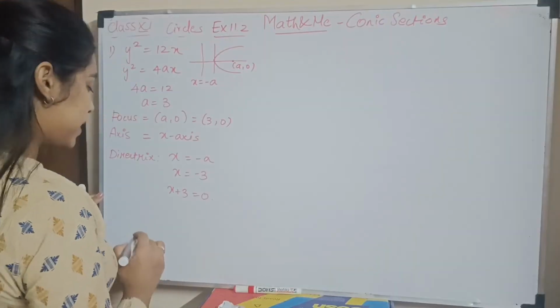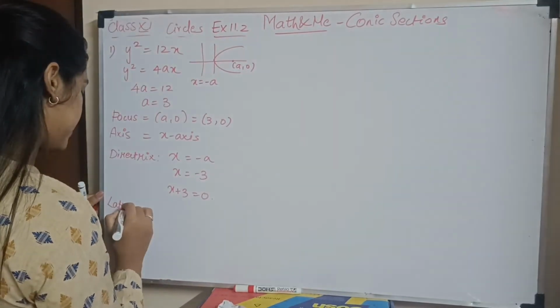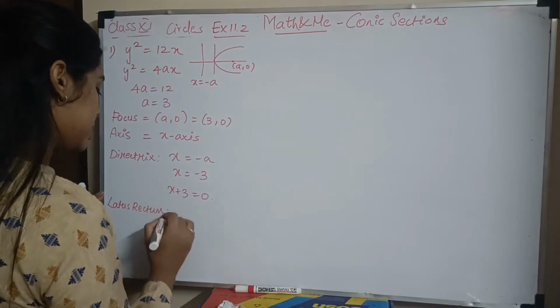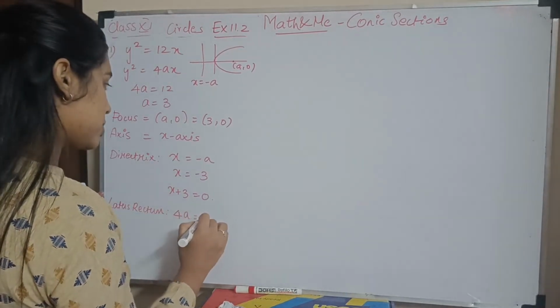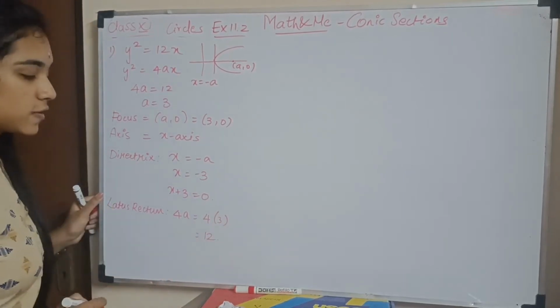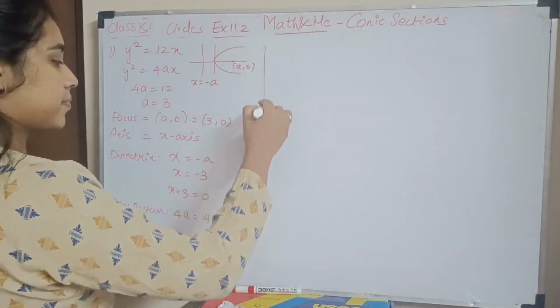What is the length of my latus rectum? It is 4a, which is 4 times 3, which is 12. Okay. So this is how you solve such questions.